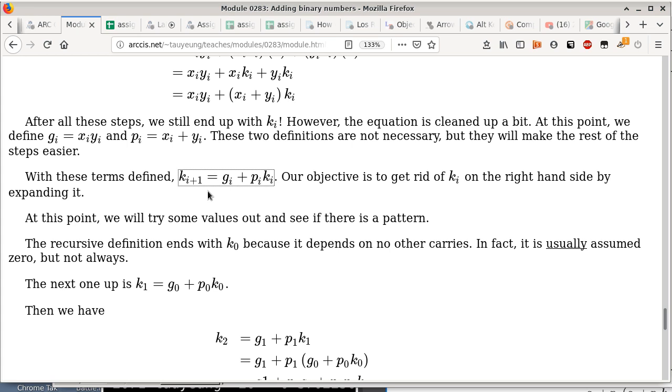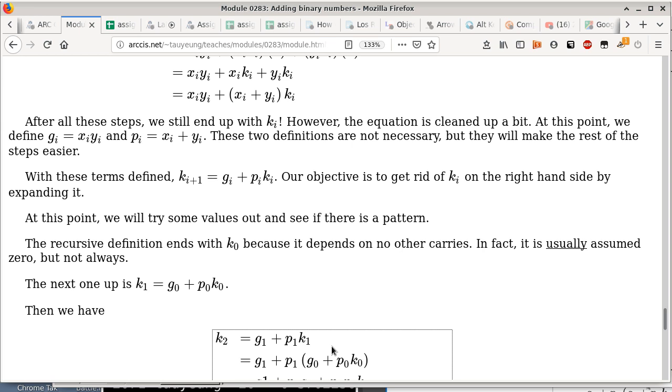In other words, instead of using Ki plus 1, I say, what if i is 1? Well, if i is 1, then we end up with this equation here, the first line, which is K2 equals G1 plus P1 K1. Are we doing okay so far with that expansion?